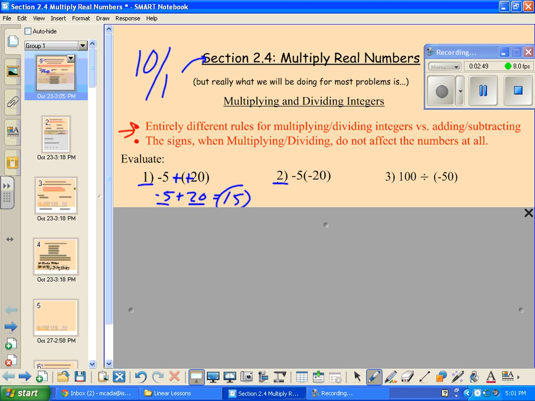Number 2, though, this is now a multiplying problem. There's no subtraction sign in here, like there was with this problem. There's a subtraction sign in there that we changed. But in this problem, the -5 is right next to the -20 in parentheses. So this means I'm going to multiply.